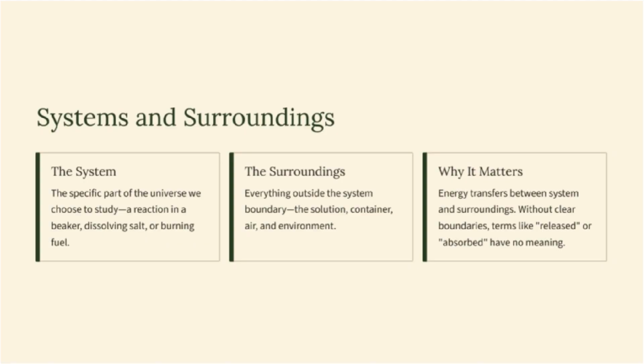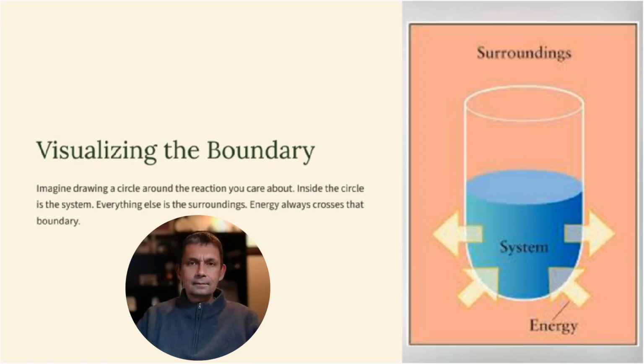To talk about energy clearly, we need to define boundaries. The system is the part we're studying, usually the reaction. Everything else is the surroundings. Energy always moves across the boundary between these two. One thing that needs to be clear is the boundary between the system and the surroundings. A helpful strategy is to imagine drawing a circle around the reaction. Inside the circle is the system. Outside is the surroundings. Anytime energy moves, it crosses that boundary.